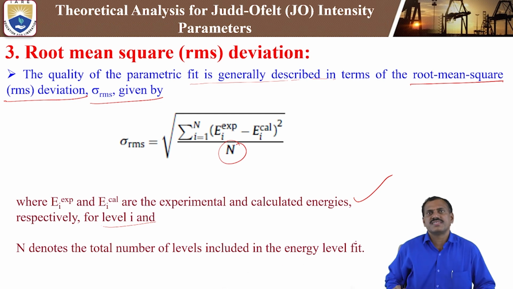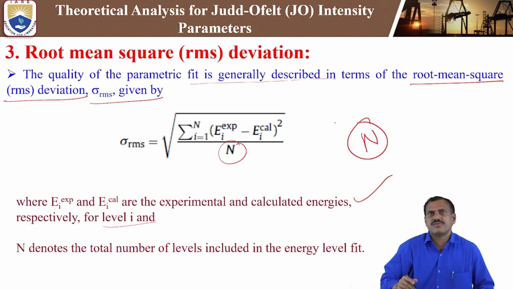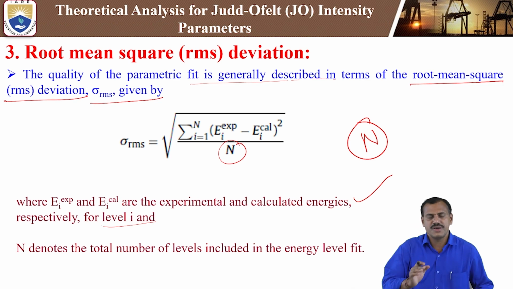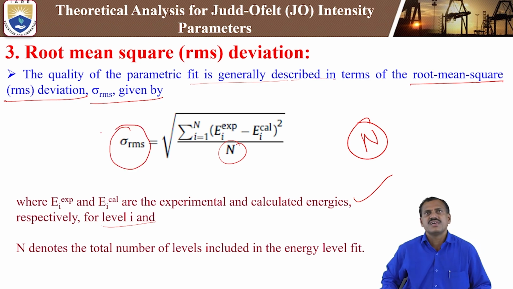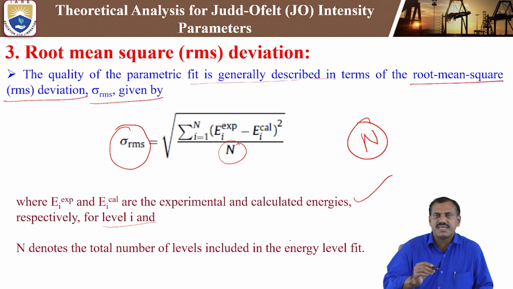So when we are using this energy level fit, how many energy levels we are using, that is the n value, the total number of energy levels used in fitting the F experimental and F calculated values. There is a program for this. By using that program, we can calculate the sigma RMS value, the difference between the F calculated and F experimental values, the root mean square deviation of the oscillator strengths. By using this fit, we are calculating the sigma RMS value.